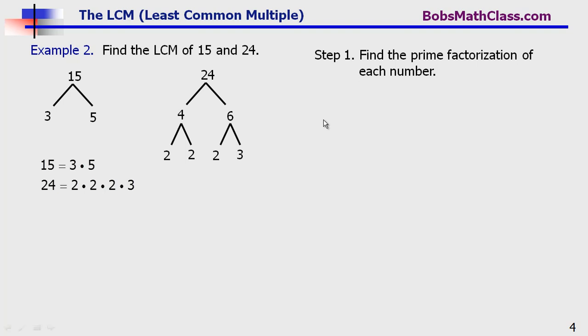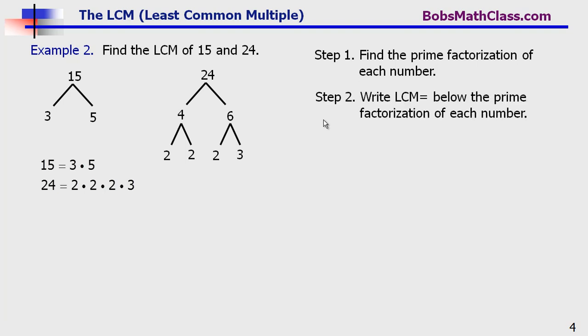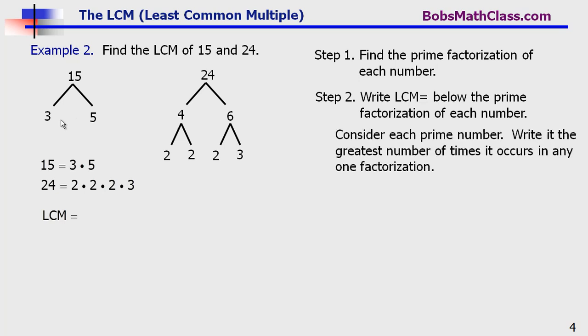Okay, let's keep going. Step 2. Write the LCM equals below the prime factorization of each number. So let's write down LCM equals. Now, consider each prime number. Write it the greatest number of times it occurs in any one factorization. The numbers that we have here are 2, 3, and 5.